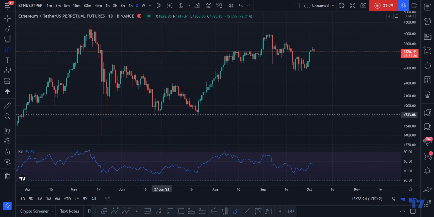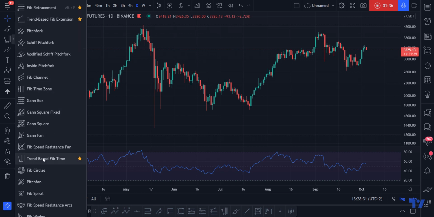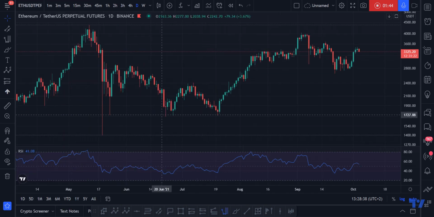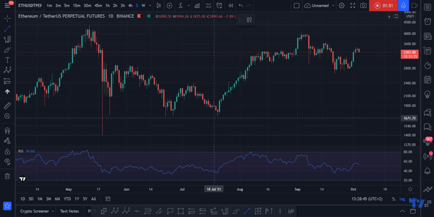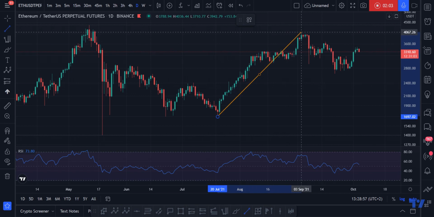Let's start. To make time analysis, we use the Fib Time tool. You can find it here, Trend Based Fib Time. This is the tool we're going to use. First, you have to find the impulse wave. We can mark it by using a trend line from the origin of this wave to the end of this wave. So this is the third, and we're going to use the third one. It's here.